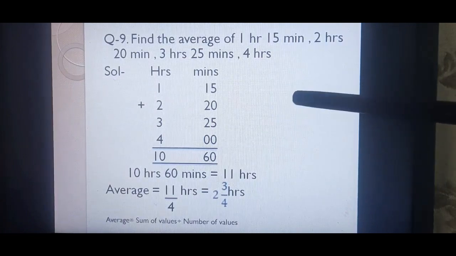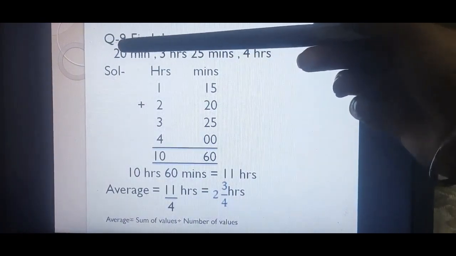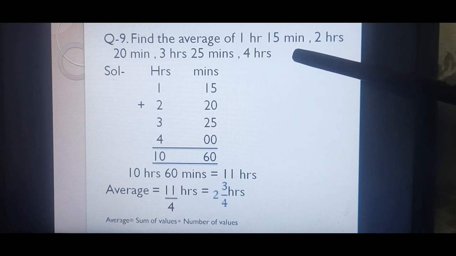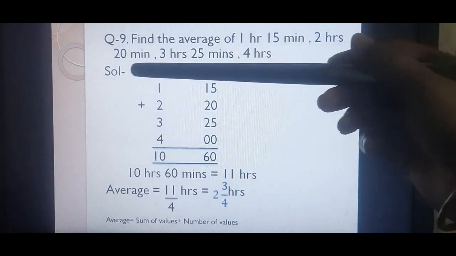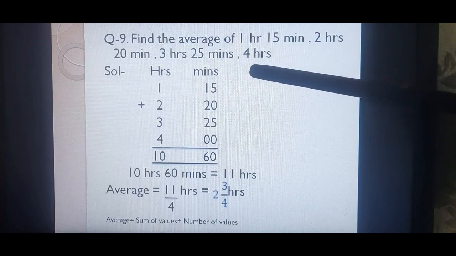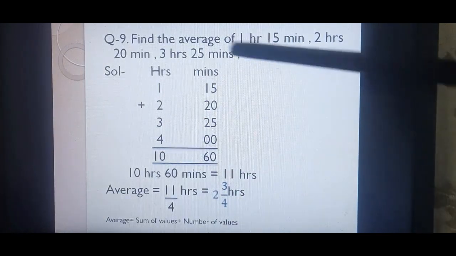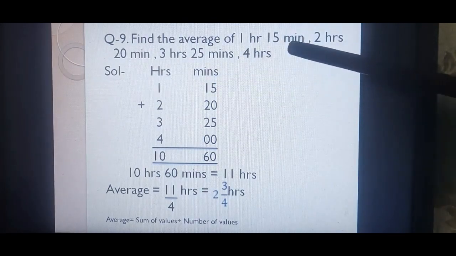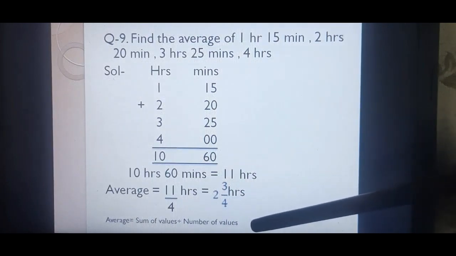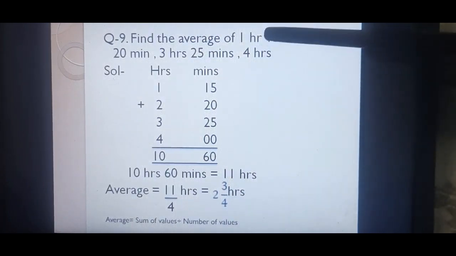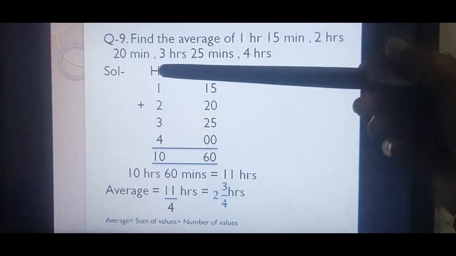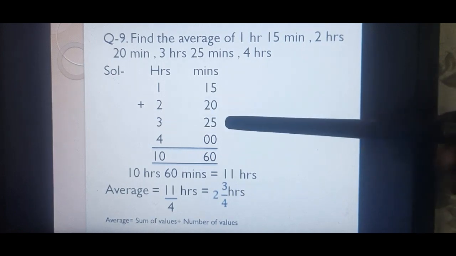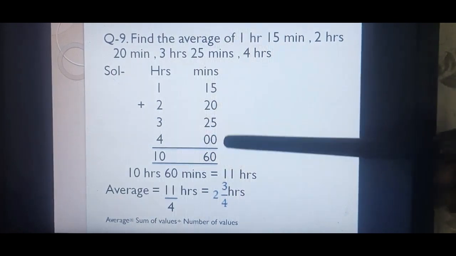Now question number 9, it is also in your worksheet. In the worksheet this is number 9. Find the average of 1 hour 15 minutes, 2 hours 20 minutes, 3 hours 25 minutes, 4 hours. We have to find out the average of these 4 timings. So average, we know, is the sum of the values divided by the number of values. So for the sum of the values, first of all we have to do addition. So we will add unit-wise, hours and minutes: 1 hour 15 minutes, 2 hours 20 minutes, 3 hours 25 minutes and 4 hours 0 minutes.